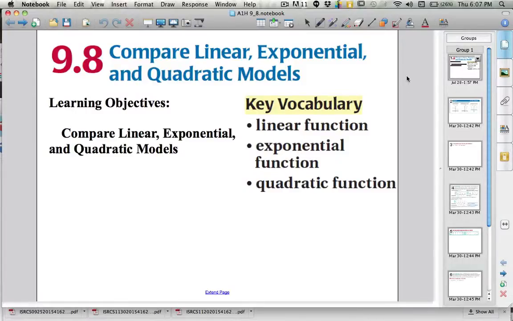In section 9.8, we're going to work on comparing the three major types of equations we've been working on so far: linear functions, exponential functions, and quadratic functions. Those are our vocabulary terms, so we would assume that by now you know what all of those things are and what they look like.